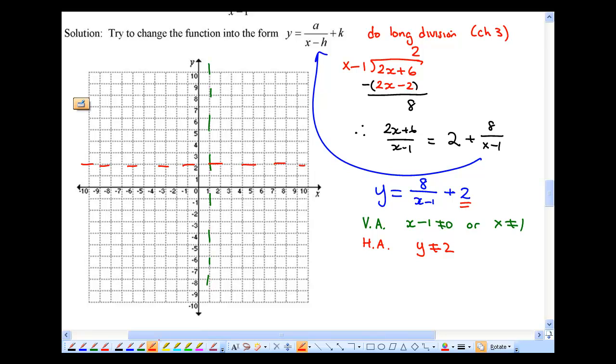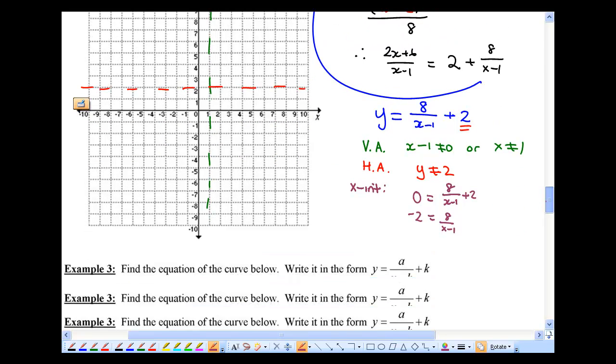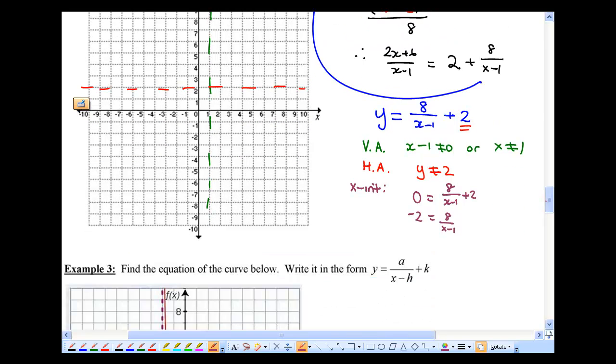I also said intercepts, so we can find the x-intercept and y-intercept. Let's do that. To find the x-intercept, the idea is you let y equal 0. So 0 equals 8 over x minus 1, plus 2. I will do some quick algebra. Negative 2 equals 8 over x minus 1. Go ahead and cross multiply or something, whatever you wish. You get negative 2 times (x minus 1) equals 8. Divide both sides by negative 2 and solve by adding 1. I believe x equals negative 3.